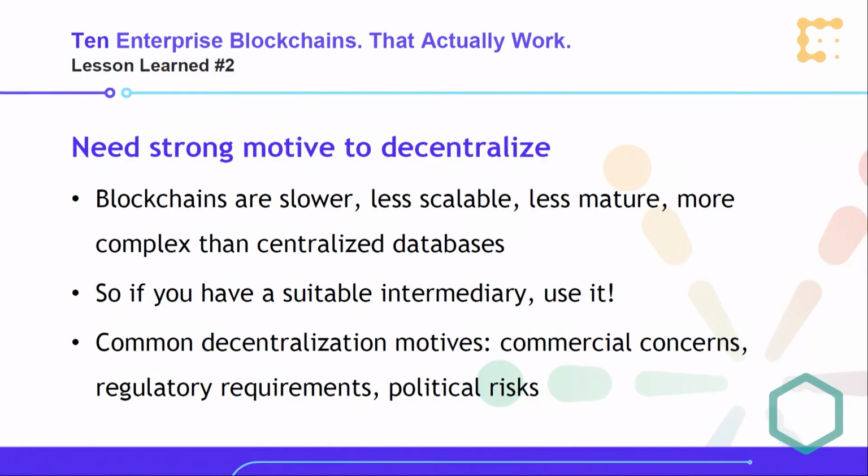Lesson number two: in every case where you want to actually put a permissioned blockchain in production, or I should say even a non-permissioned blockchain, you need a strong motivation to decentralize. If you're comfortable centralizing, if you have a central party that all of the participants in the network are happy to use, there is no point using a blockchain. Blockchains are slower, they're less scalable, they're less mature, they're more complex than traditional centralized databases. So you should only use a blockchain if you have a very strong reason to.